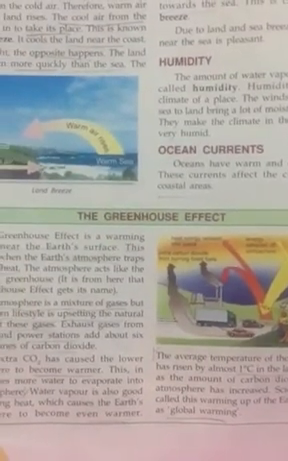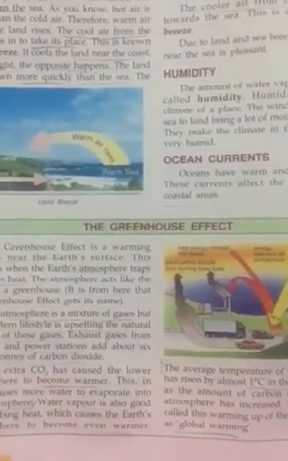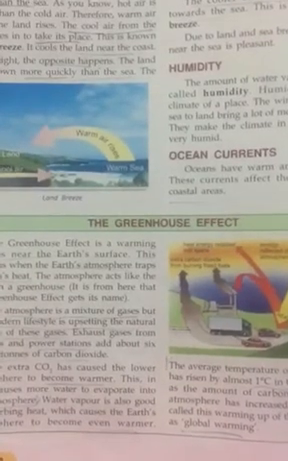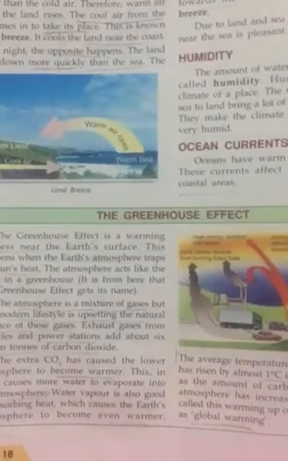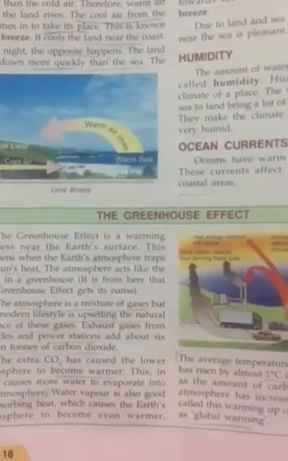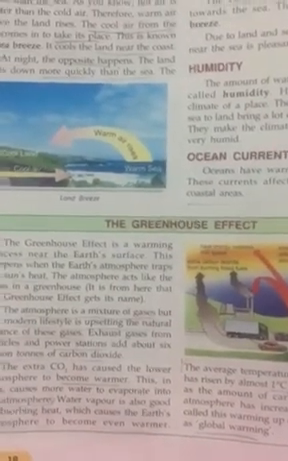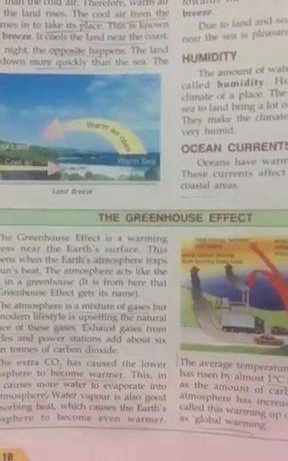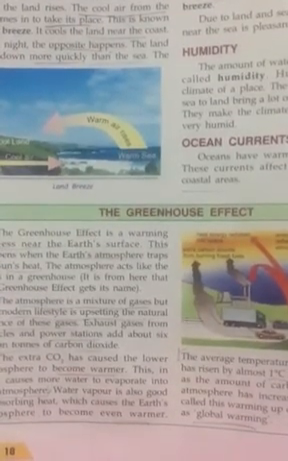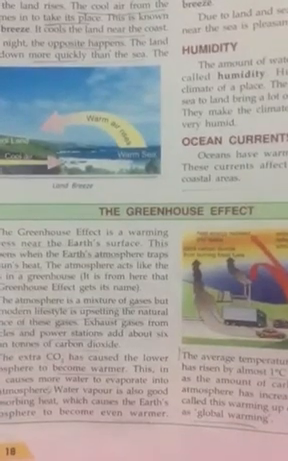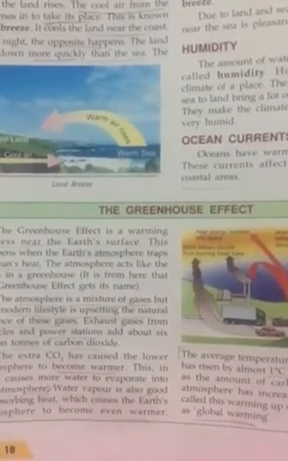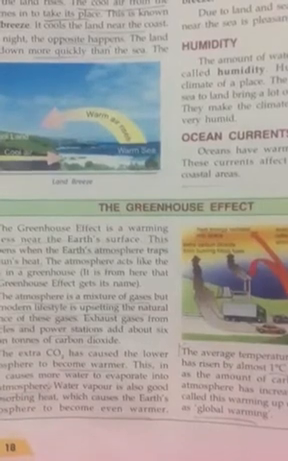Next topic is the greenhouse effect. The greenhouse effect is a warming process near the Earth's surface. This happens when the Earth's atmosphere traps the sun's heat. The atmosphere acts like the glass in a greenhouse. The atmosphere is a mixture of gases, but our modern lifestyle is upsetting the natural balance of these gases.